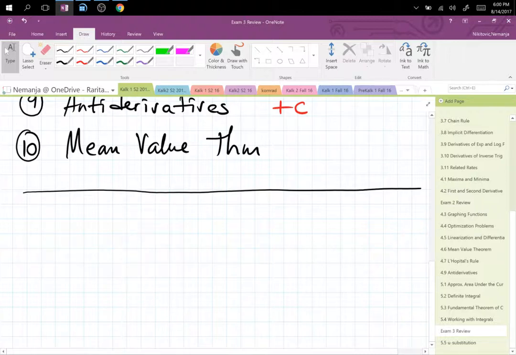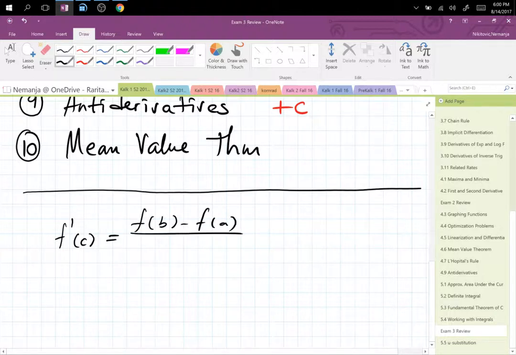So mean value theorem states that if the function is continuous and differentiable on A to B, then the derivative at some value C that is between A and B is f of B minus f of A over B minus A.